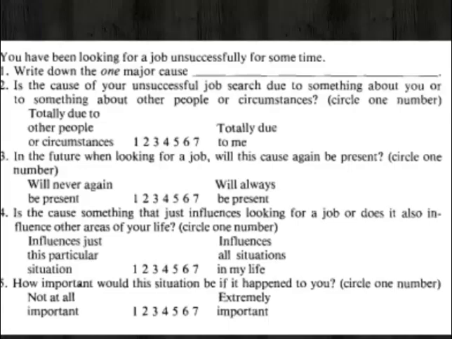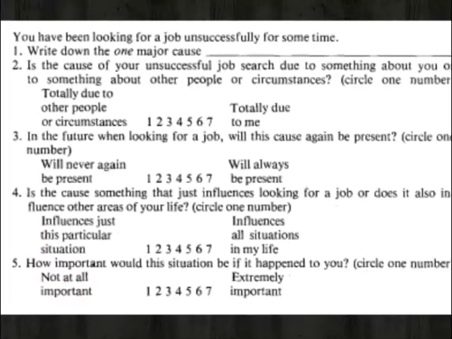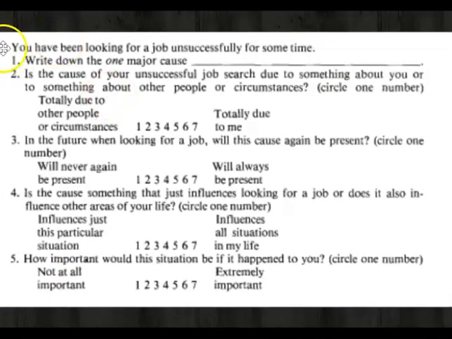Here's a question from the attributional style questionnaire that he created. For each question, they're given a scenario: you've been unsuccessfully looking for a job, and then they're asked to write down a cause. Then, is that cause due to something about you or other people and circumstances? Is it internal or external? Will it be present in the future? Is it stable or unstable? Is it going to influence just your job, or will it also influence other areas of your life? Is it global or specific? So you can see this is how the questionnaire he created assesses it.